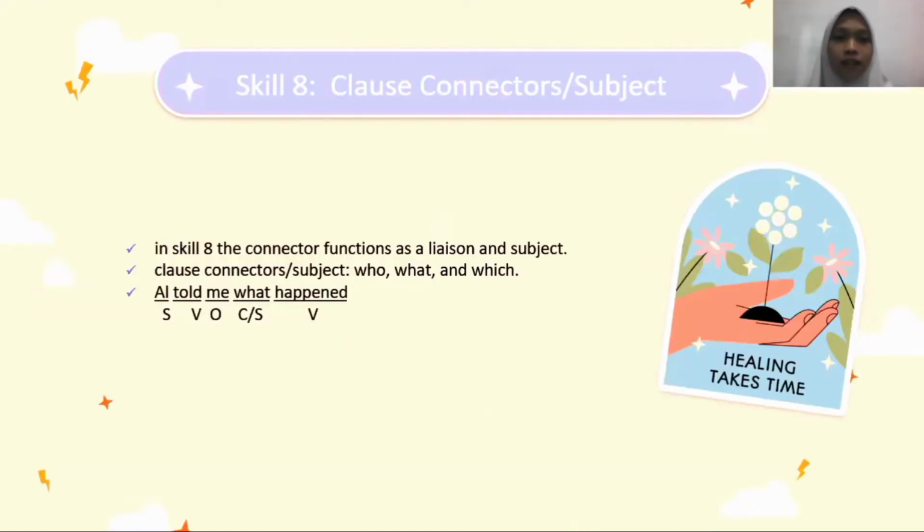Let's now move on to slide 3. Skill 8, noun clause connectors or subject. In skill 8, we are still discussing connectors. Connectors in skill 8 are called noun clause connectors or subject. Different from skill 7, in skill 8, the connector functions as liaison and subject. Connectors here have who, what, and which. For example, Ali told me what happened. Ali as subject, told as verb, me as object, what as connector or subject, and happened as verb.